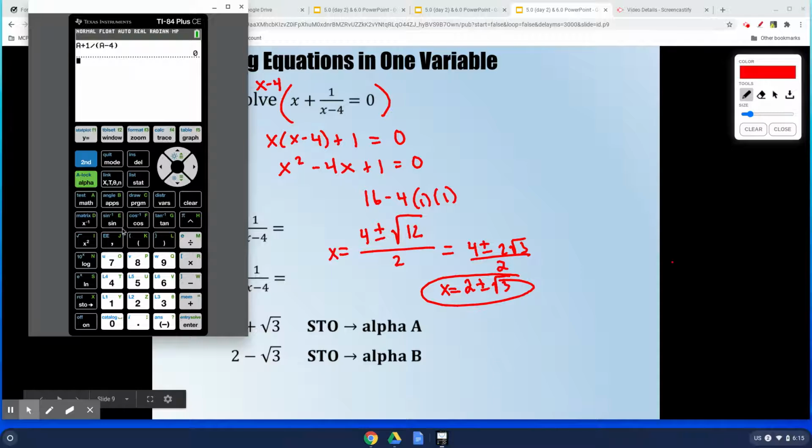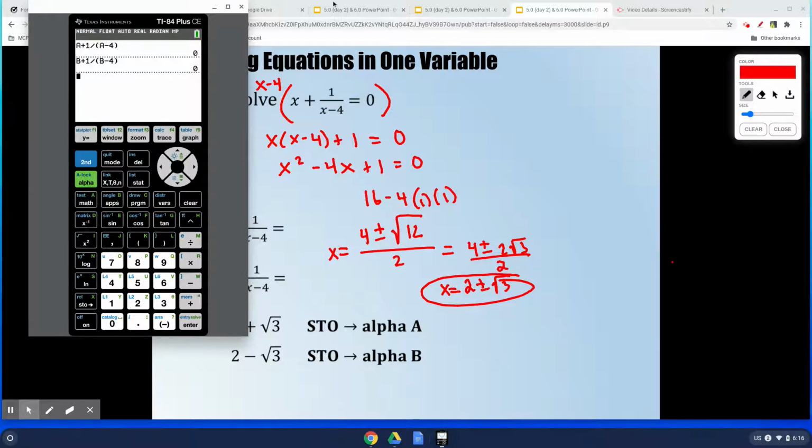Well, I get 0. I could do alpha B plus 1 over alpha B minus 4, right? So I'm not then typing it in and trying to figure out where all the parentheses are. Super encourage you to use that.